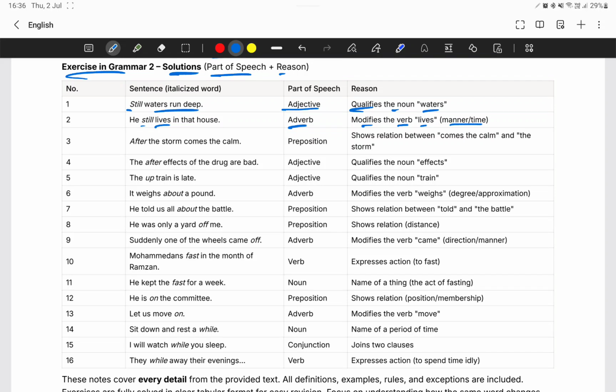After the storm comes the calm. Here the word 'after' shows the relationship between 'comes the calm' and 'the storm', in which the relationship is shown by this 'after'. But yeah, it is quite tough, so we'll just mark it star and we're going to look at this. Just wait a second.